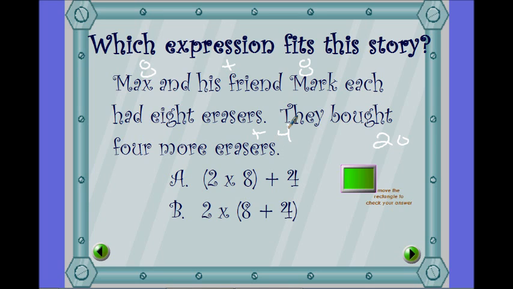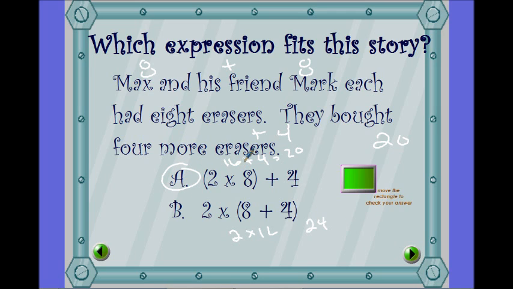Now, if you didn't know how to figure this out, you could just know that they have 20, solve these, and figure out which one worked. So this would be 16 plus 4, well that's 20. Over here would be 2 times 12, which is 24. So it would have to be this one.